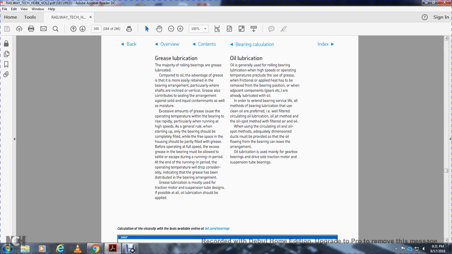At the end of the run-in period, the operating temperature drops, which indicates the grease has been distributed in the bearing arrangement.